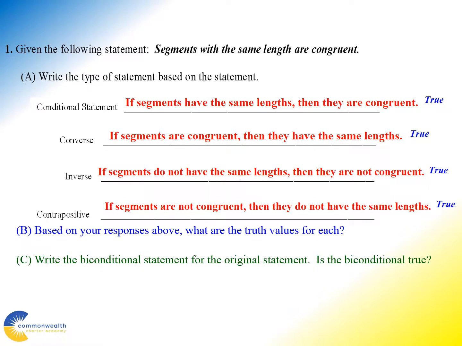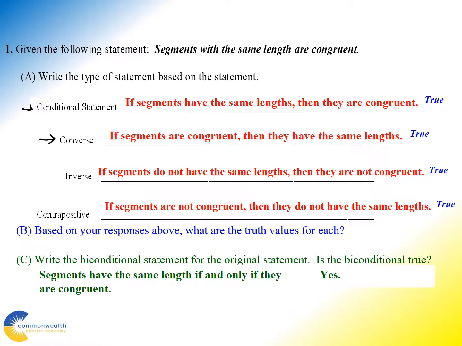So basically, if we write a biconditional statement, I would say segments have the same length if and only if they are congruent. And is this biconditional true? Well, I go back up to the conditional statement and the converse, and since both of those were true, and those are the two statements that actually make up this biconditional statement, this by default also has to be true. So yes, it is a true biconditional statement, which in turn makes it a good definition.